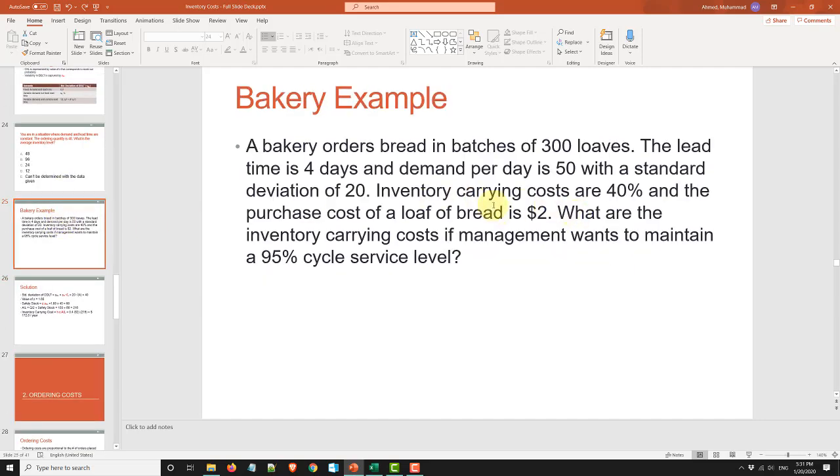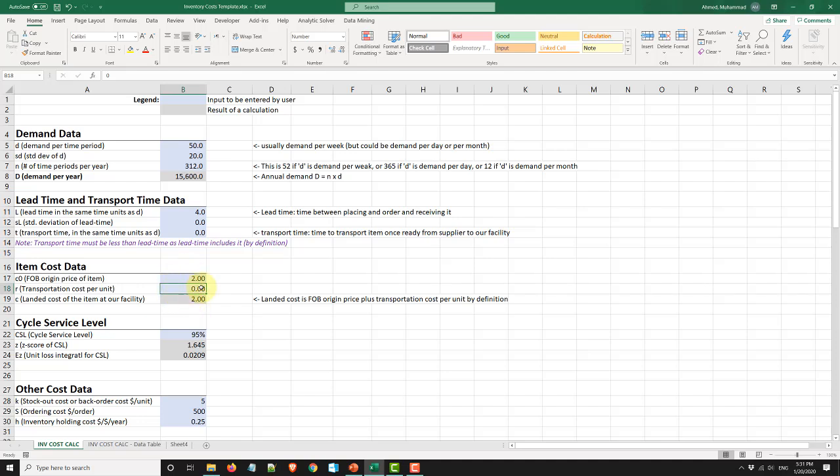The supplier says I will give you delivery in this price. So this is going to be 0. We pay the supplier $2. He takes care of the transportation in this example. So the landed cost will be 2. If we did have to pay the supplier, let's say 50 cents a loaf for transportation, we'd put 0.5 here for the transportation expense.